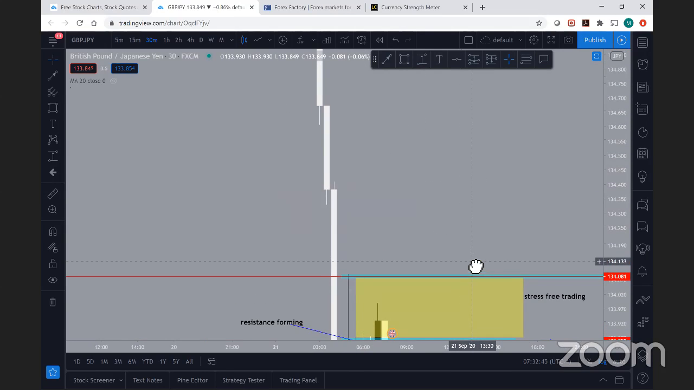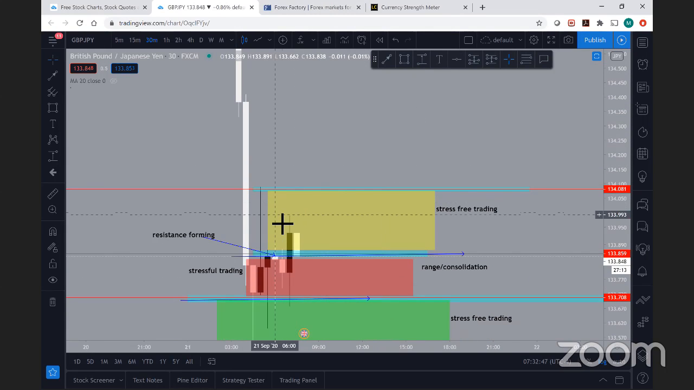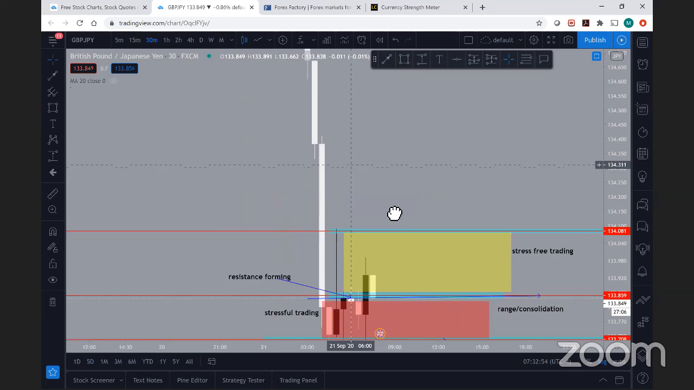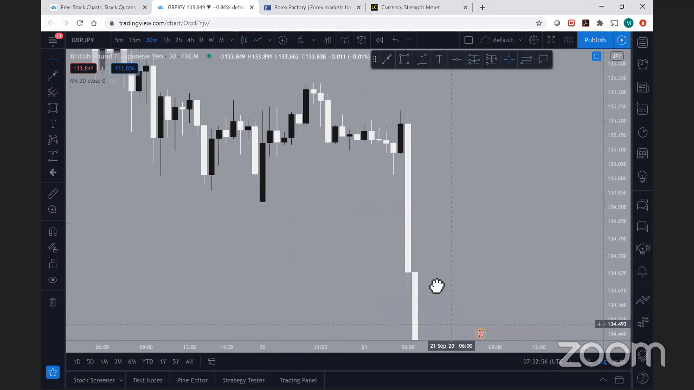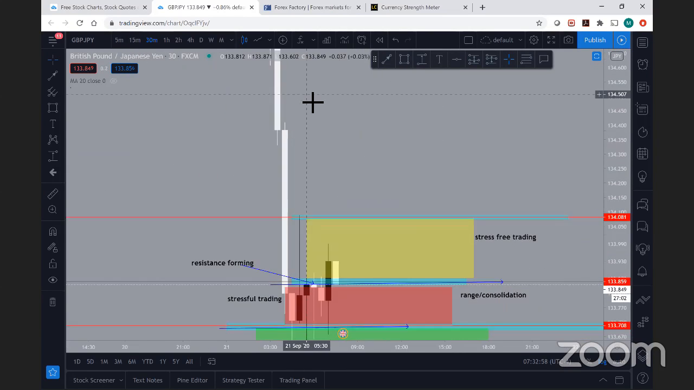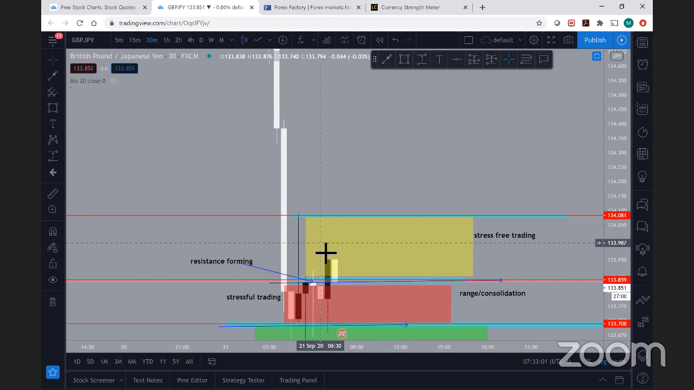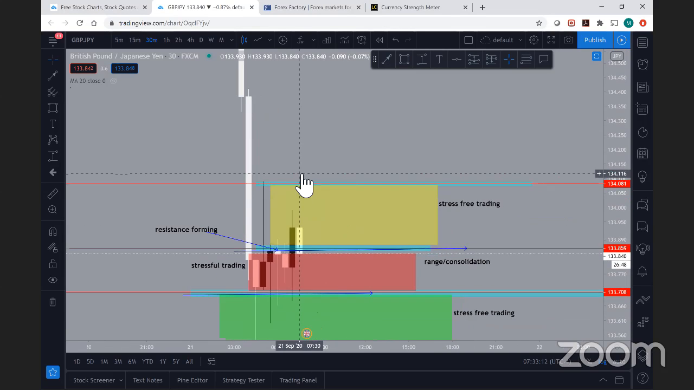You still have this huge move down. Let's point to it again, the main move. You still had all that going down. If you get the break of the previous high at like 133,990, I still wouldn't take that buy. But that just tells you the retracement's not over yet.